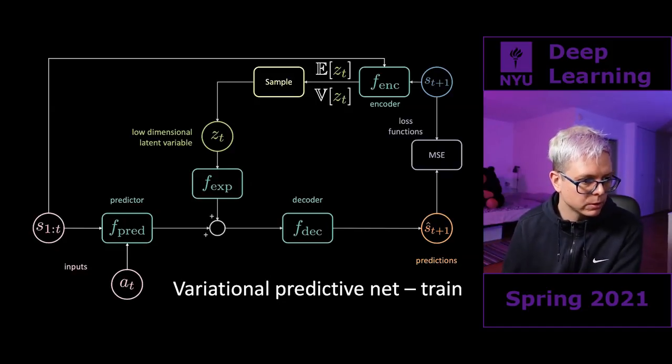Can you elaborate more about the intuition of the design of the encoder for the latent variable?